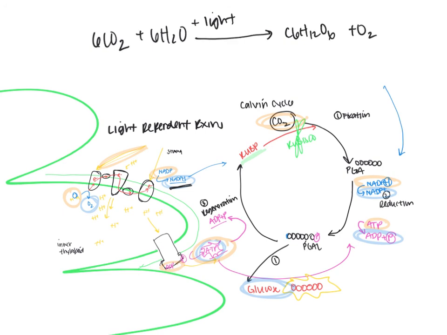Now, sometimes you will hear that water is being generated as part of this process. You don't really need to know that for AP Bio, but ultimately know where the carbon dioxide is coming in, where the water is coming in, where the glucose is ending up, and where the oxygen is going, okay? And how are these all related to each other?